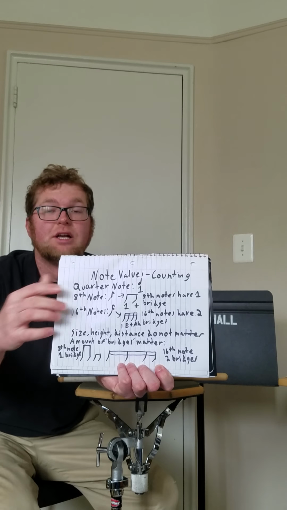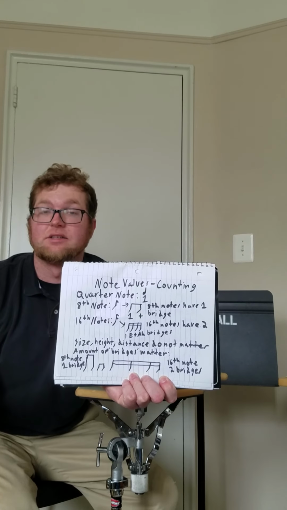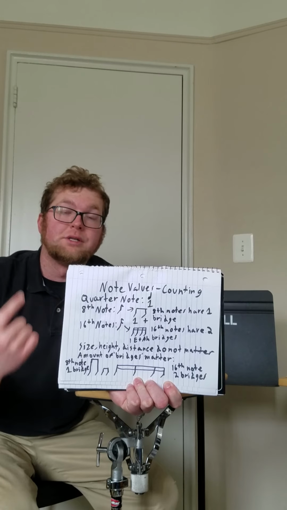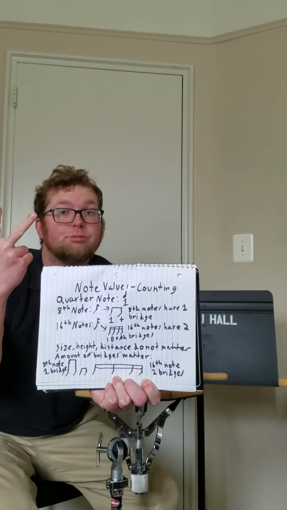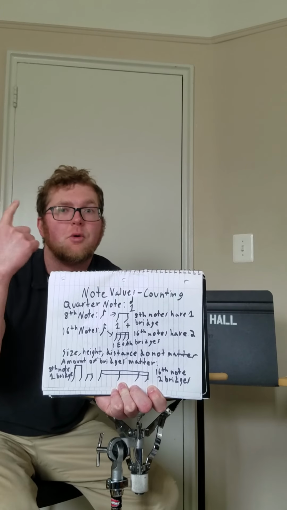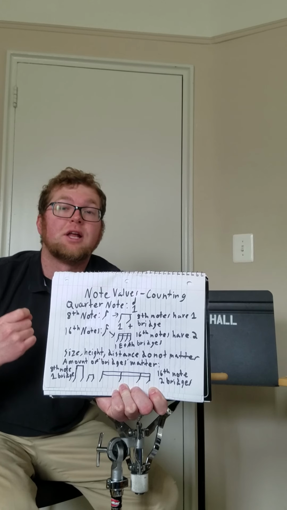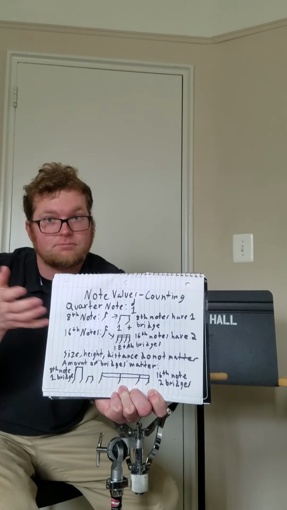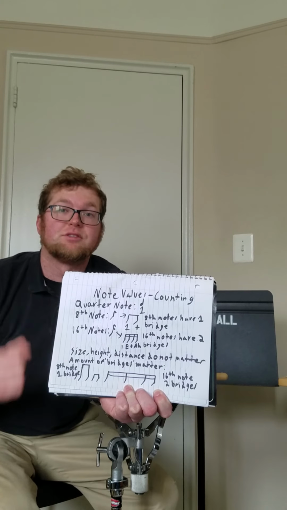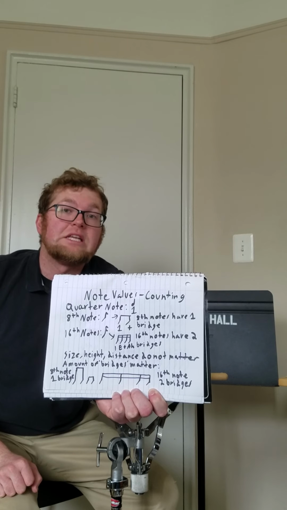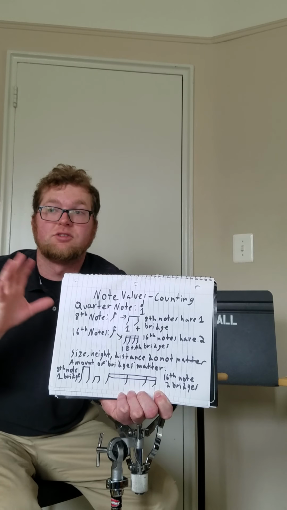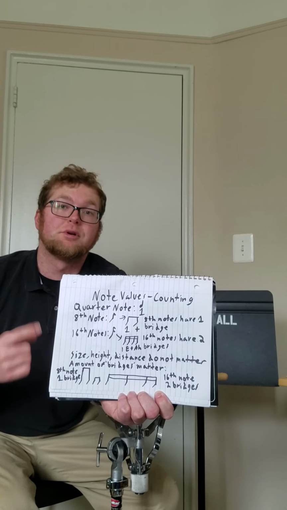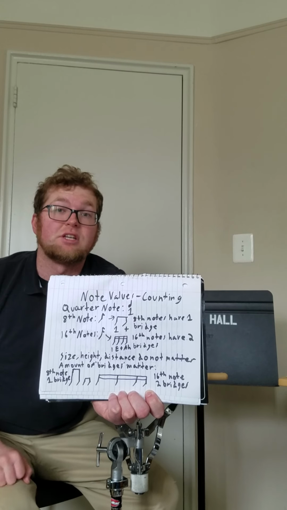Note values, and how to count them. Quarter note is 1. An 8th note has one bridge on it, and it's always counted as 1 and. A 16th note will have two bridges on it and will be counted as 1 E and a. It does not matter the height or the distance or the shape or the size. If it's one bridge, it's an 8th note. If it's two bridges, it's a 16th note.